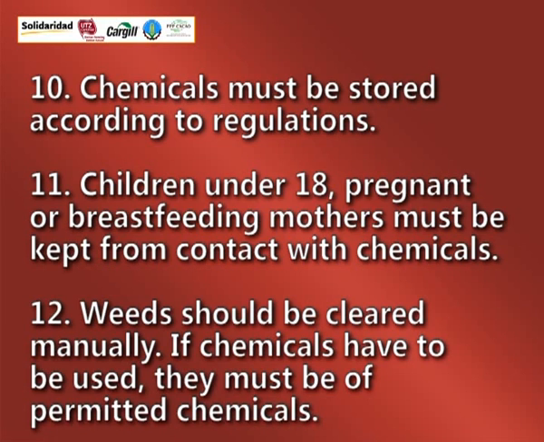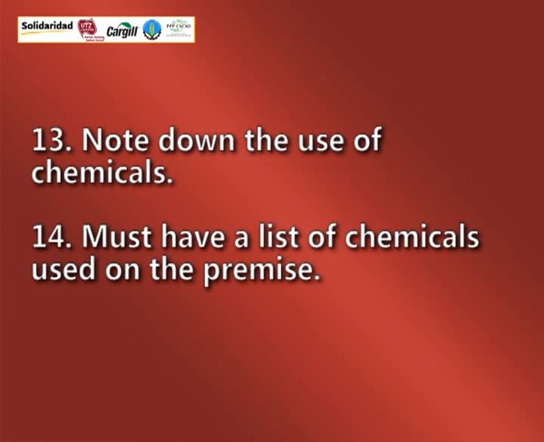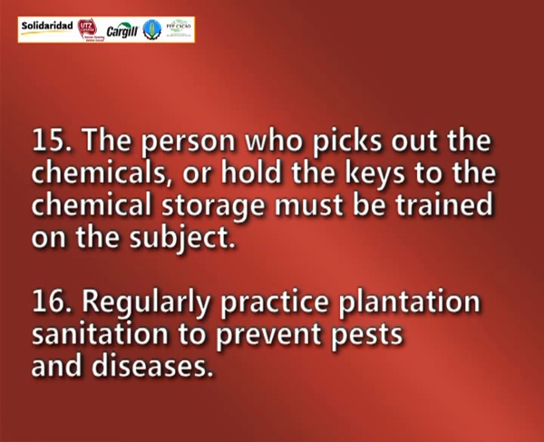12. Weeds should be cleared manually. If chemicals have to be used, they must be of permitted chemicals. 13. Note down the use of chemicals. 14. Must have a list of chemicals used on the premise. 15. The person who picks out the chemicals or holds the keys to the chemical storage must be trained on the subject. 16. Regularly practice plantation sanitation to prevent pests and diseases.